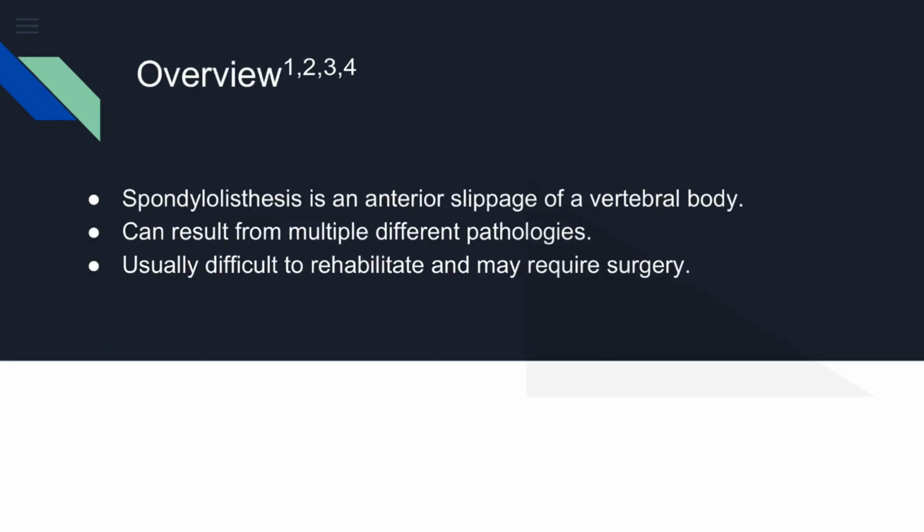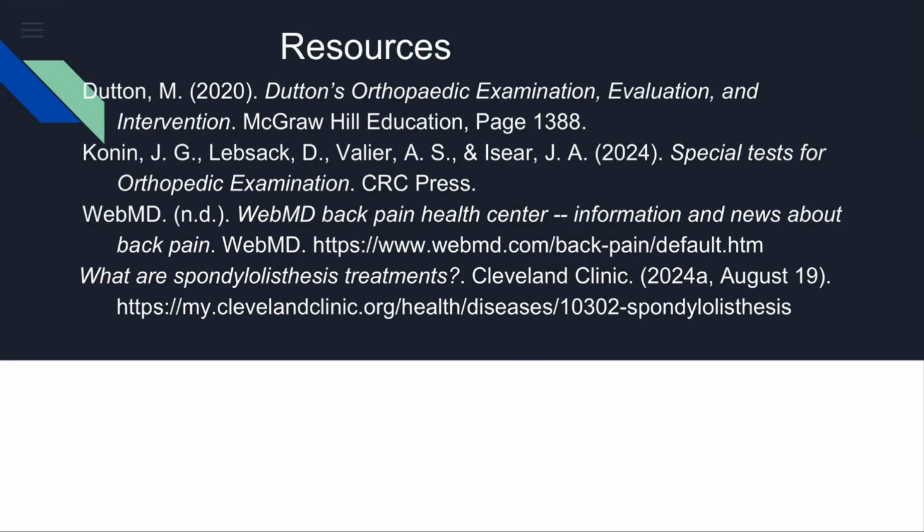For overview, spondylolisthesis is an anterior slippage of a vertebral body. It can result from multiple different pathologies, and usually it's difficult to rehab, but it may require surgery in some cases too. Resources right here.